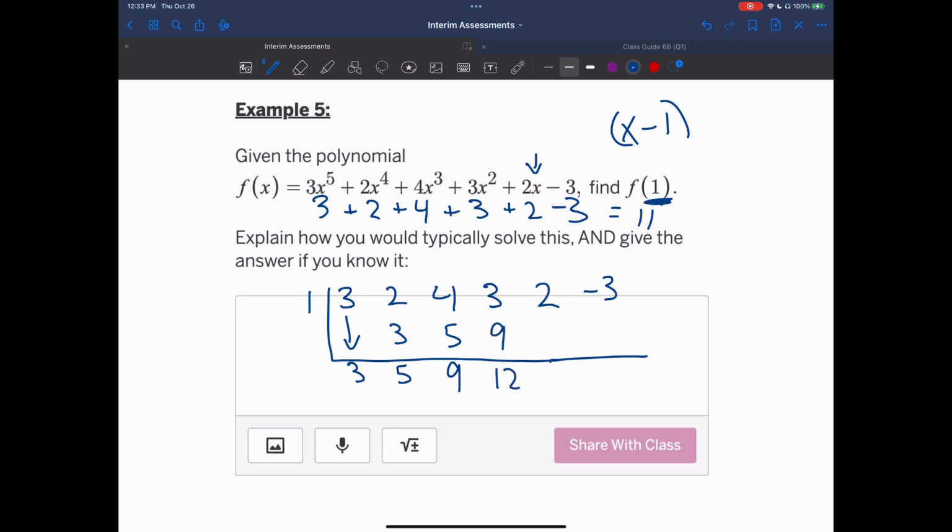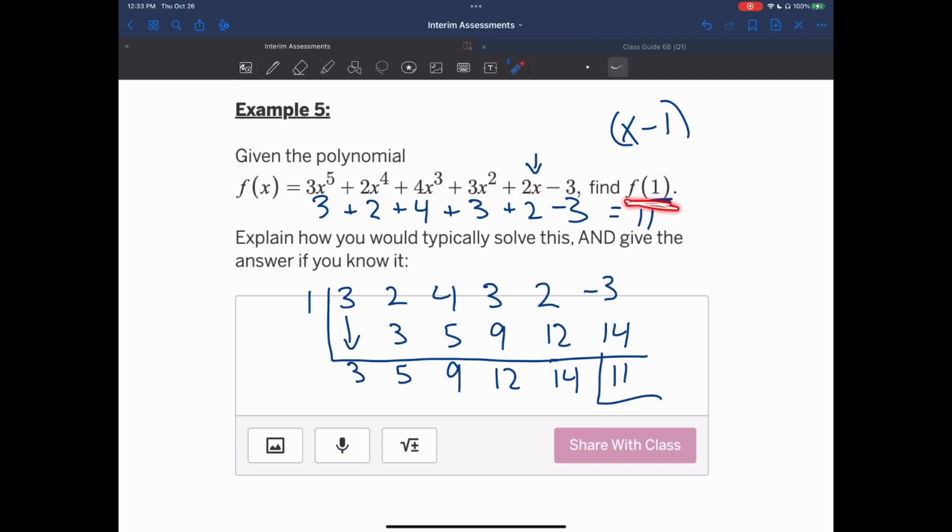Add them, we get 12. 12 times 1 is 12. We get 14. 14 times 1 is 14. And look at that. Add them together, we get 11 for my remainder. So you have a new way of solving these things.